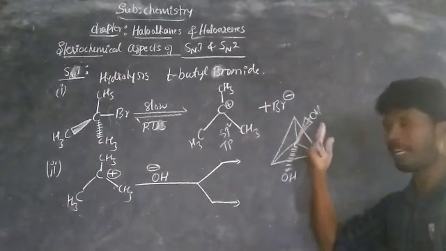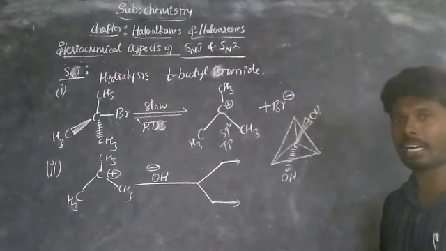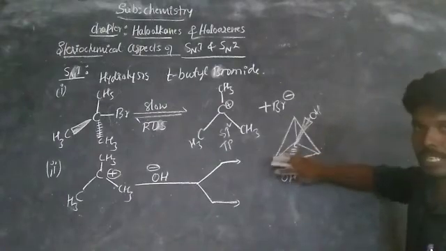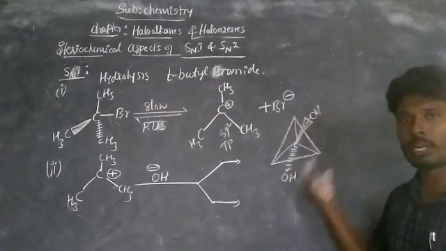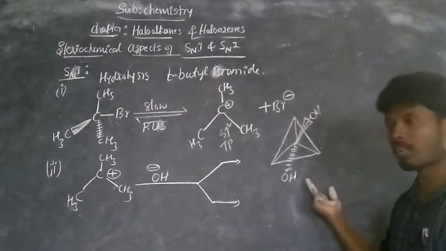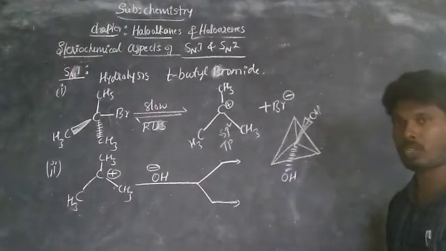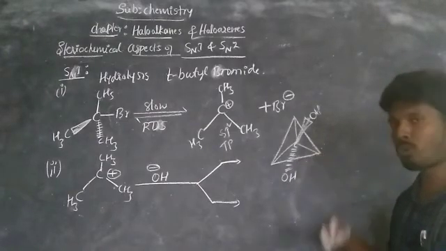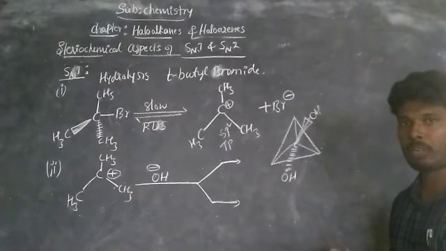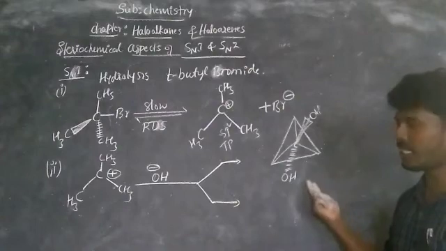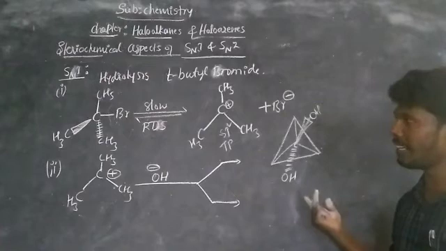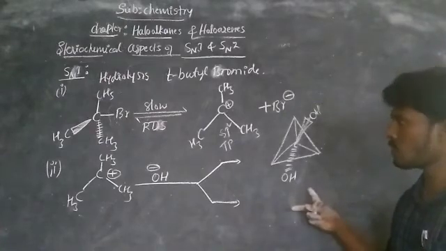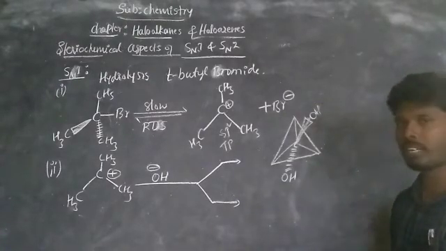If it attacks below the plane, you get one structure, and if it attacks above the plane, you get one more structure. These two have different configurations. Those compounds we call a racemic mixture. Racemic mixture means one is dextrorotatory, one is levorotatory. Hence in SN1 you get a racemic mixture, but in SN2 you do not get a racemic mixture; rather you get inversion in configuration.